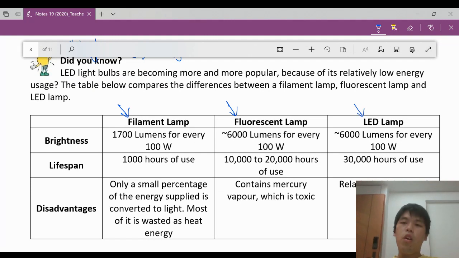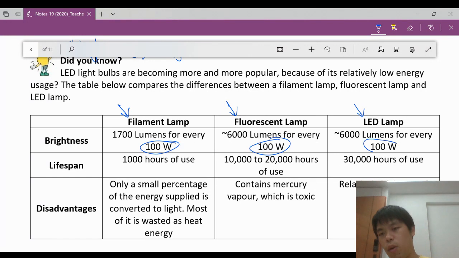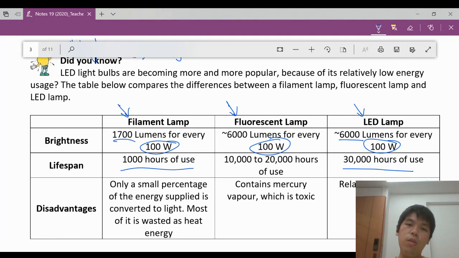What we want to look at is to compare how the energy usage is like. If you were to buy a lamp now, most likely you would like to buy an LED one. Why? Because for every power, you see all of the powers are the same, the LED lamp is usually much brighter as compared to the filament. At the same time, it is more durable. It has a longer lifespan of use. You can use it for 30,000 hours, but the filament can only be used for 1,000. However, there are disadvantages. An LED is relatively high cost to produce.